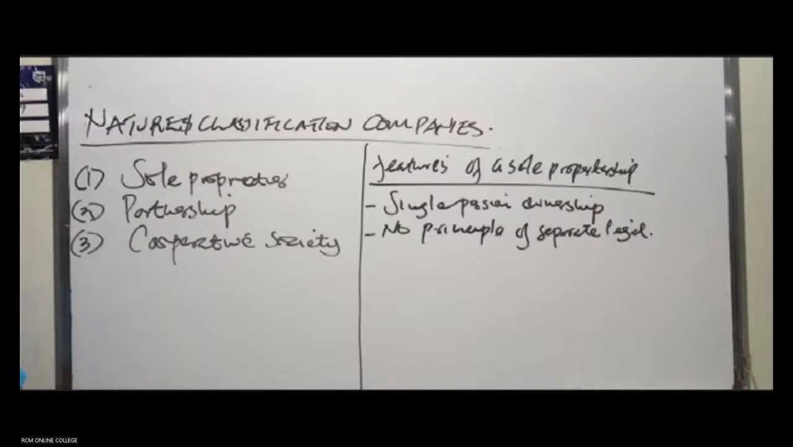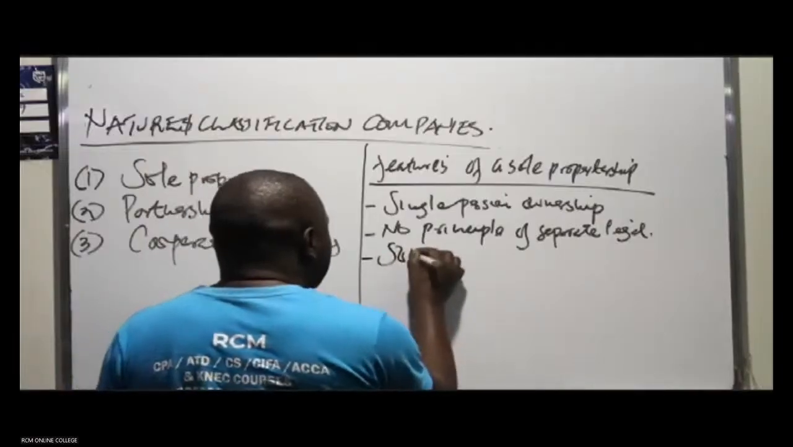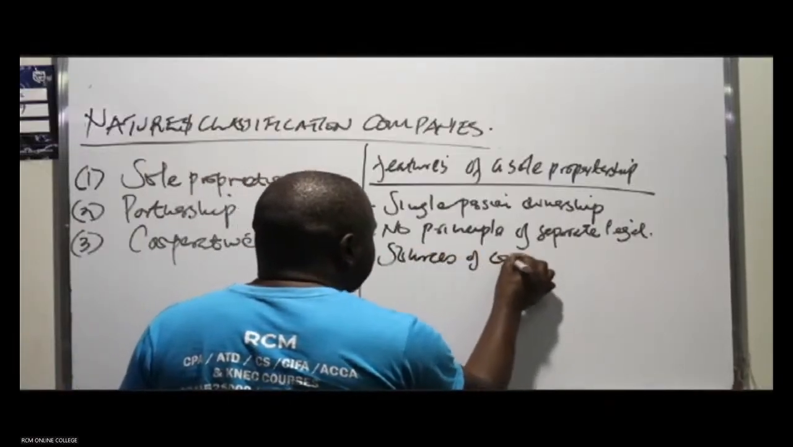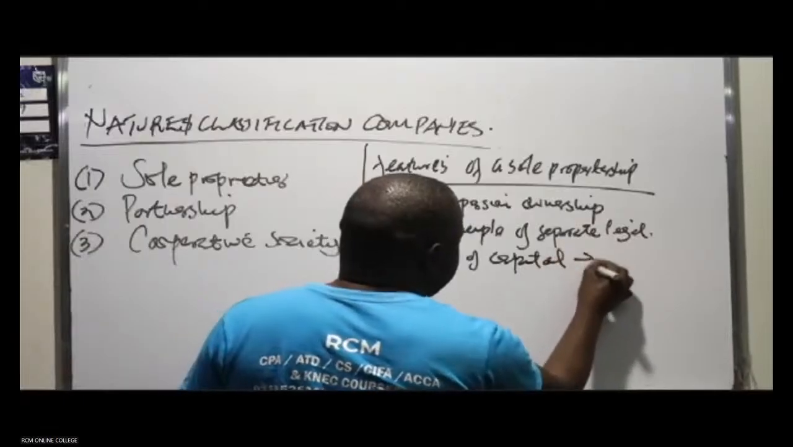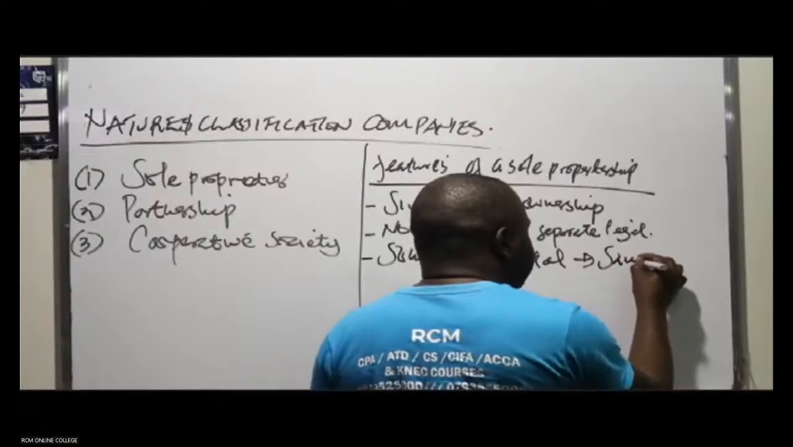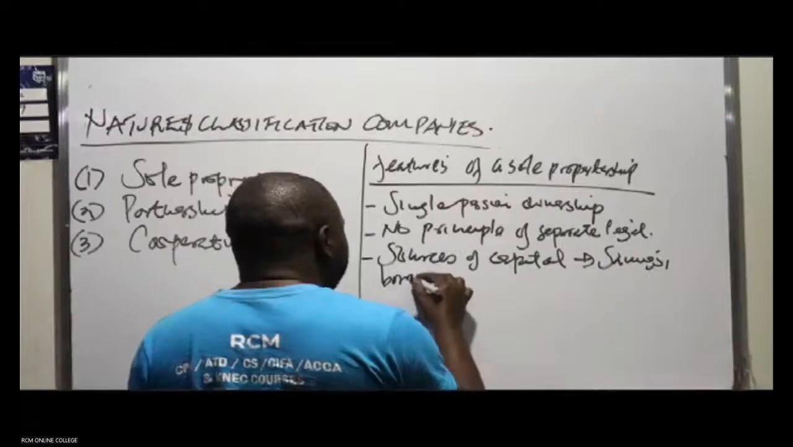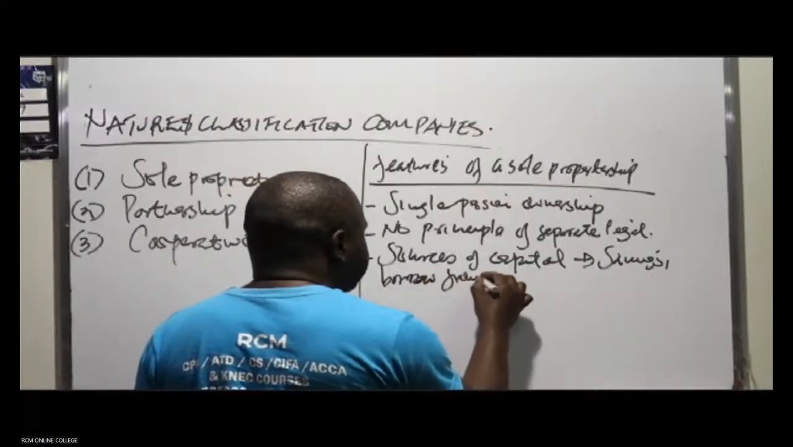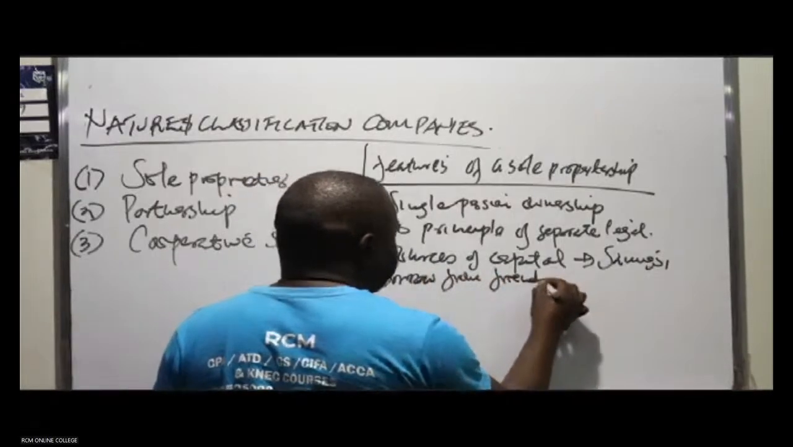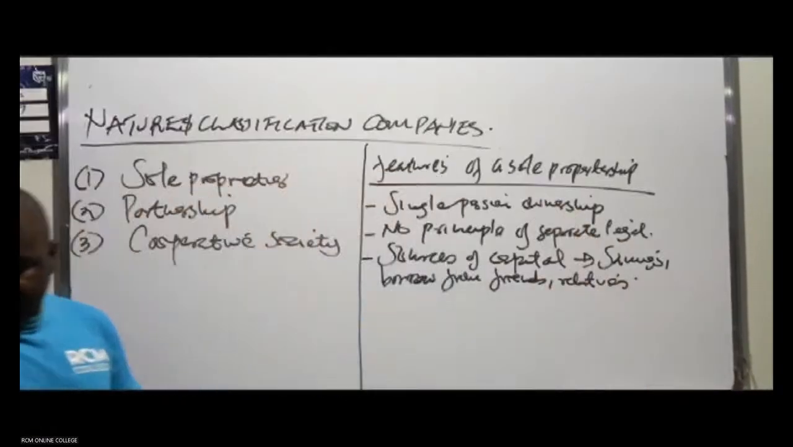Slim says the owner raises capital alone. So he's the one who raises capital alone. Can we talk about sources of capital? In this case, we can talk about maybe some savings, or borrowing from friends or relatives, to be able to get the source of what? Capital.